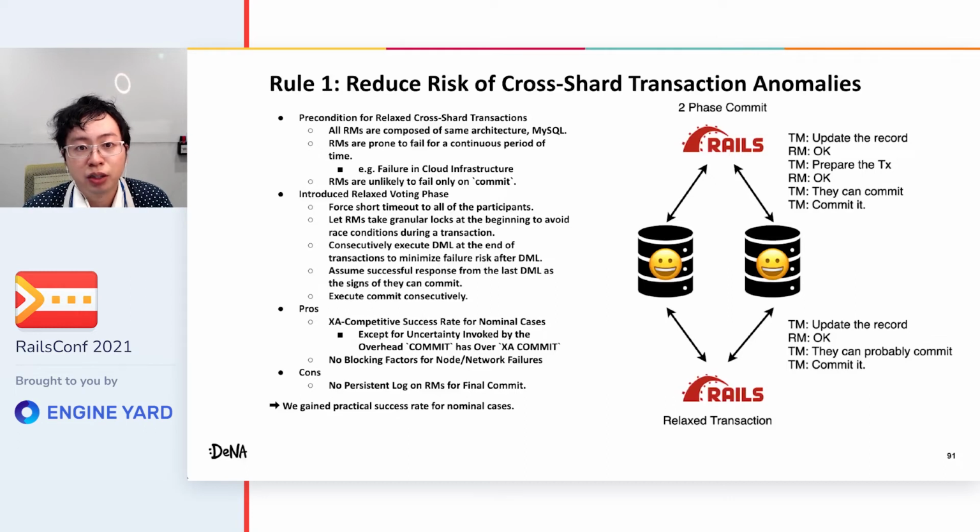Let's look at the figures on your right-hand side. There are two MySQL databases in the middle. The top part of this figure is a conventional two-phase commit, and the bottom part of this figure is a proposed relaxed transaction. In the latter case, the transaction manager asks the resource manager to update the record, and the resource managers respond with OK. Then the transaction manager assumes that, yeah, they can probably commit. And the transaction manager executes the commit order.